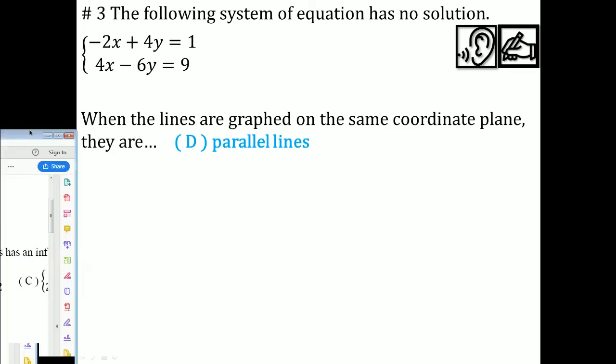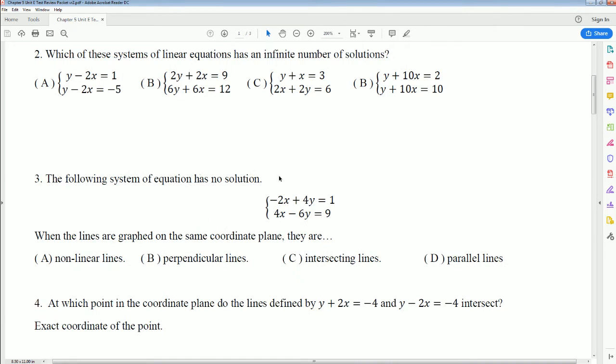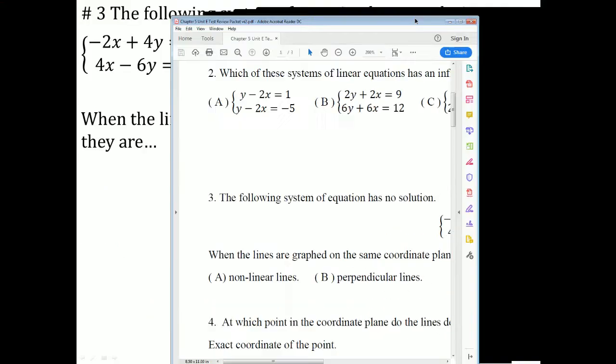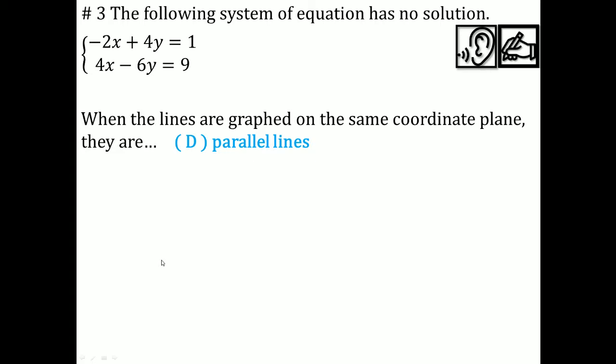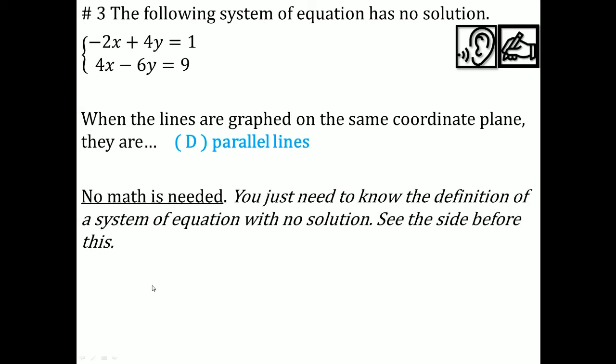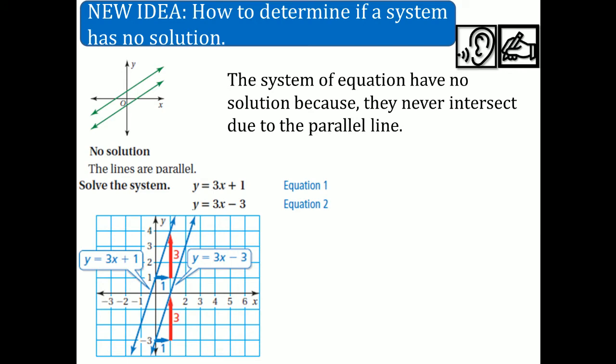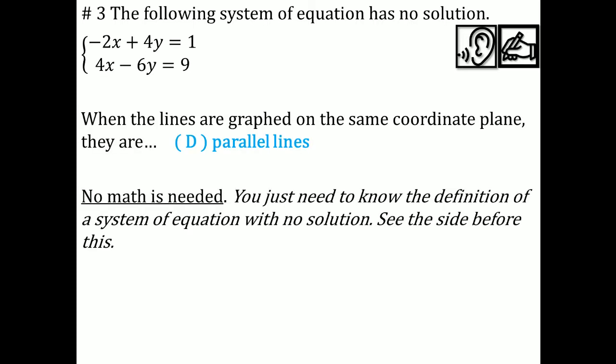So, they ask us, the fact that it has no solutions, if you graph them, are there nonlinear lines? Are there perpendicular lines, intersecting lines, or parallel lines? We should already know. When the lines are graphed on the same coordinate plane, they are D, parallel, because that is the definition of no solutions. No math is actually needed here. You just need to know the definition of a system of equations with no solution. See the slide before this. If they have the same slope, they are parallel. Because they are parallel, they don't intersect, hence no solution. No solution means they're parallel.